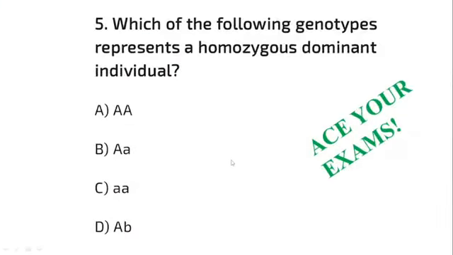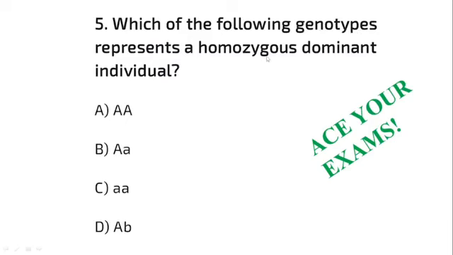So this is our question 5. Which of the following genotypes represents a homozygous dominant individual? The first one that we have is homozygous dominant, because both alleles are dominant. Then for B, we have heterozygous because one allele is dominant, the other one is recessive. Then for C, we have homozygous recessive because these two alleles are recessive. They are written in small letters. Then for D, we have Aa, which is heterozygous.